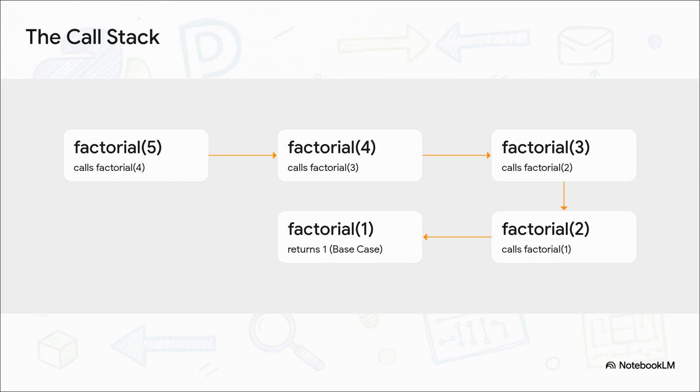Now the magic happens. It starts to unwind. The answer 1 gets passed back up to the factorial of 2 call, which can now figure out it's 2 times 1. That 2 gets passed up to factorial of 3, which calculates 3 times 2 is 6. This bubbles all the way back up to the top, finally giving us our answer, 120.